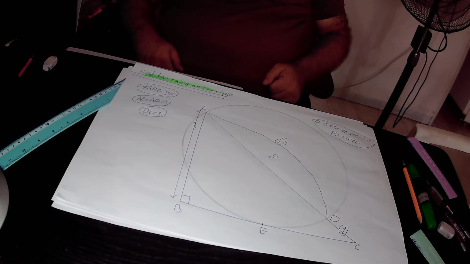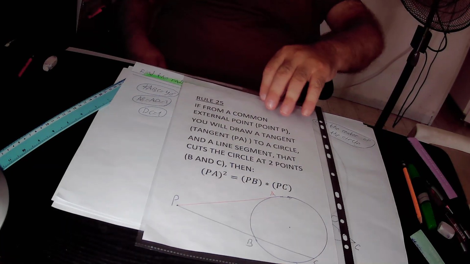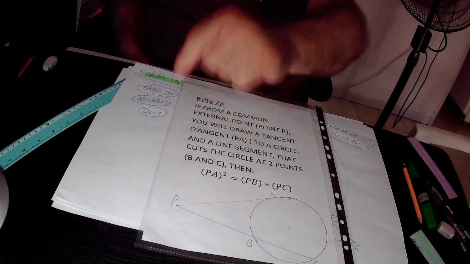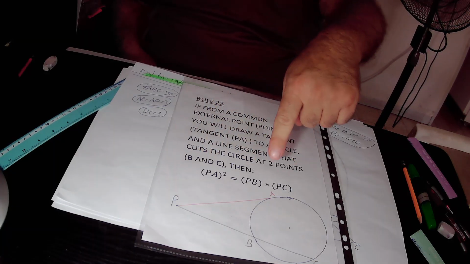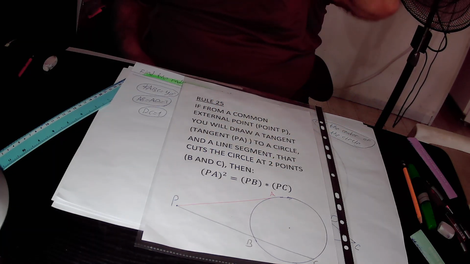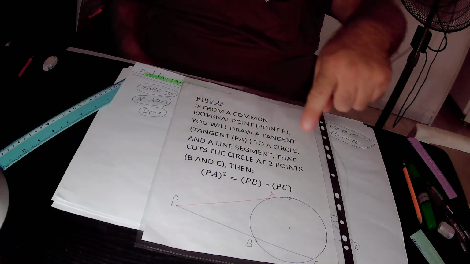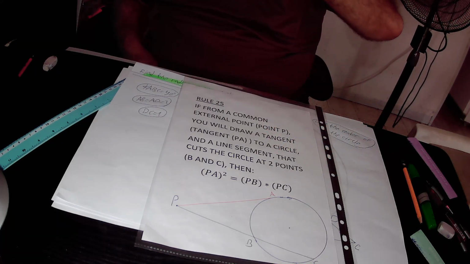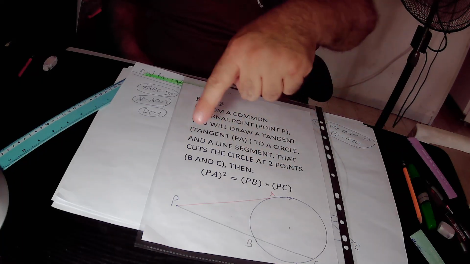So here we can implement rule 25 in our drawing. Repeat quickly rule 25. According to rule 25, if from a common external point, point P, we draw a tangent PA, that is tangent to this circle at point A, and a line segment that is actually secant PC that cuts the circle at 2 points, B and C, then the following equation is true: PA square equals PB times PC.